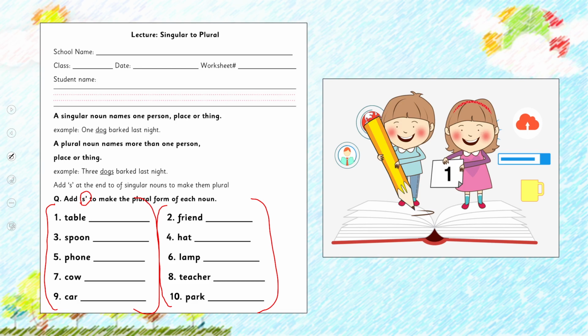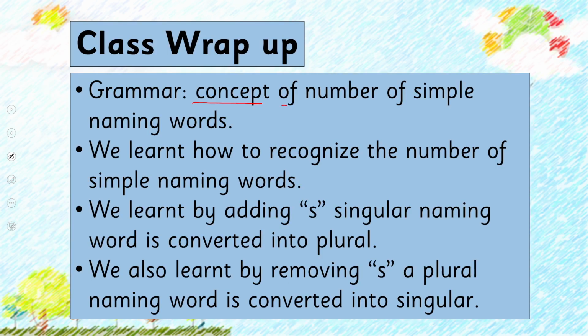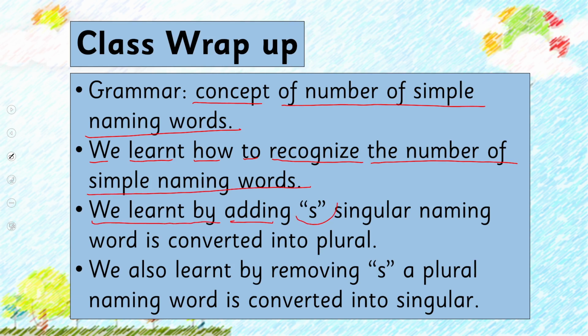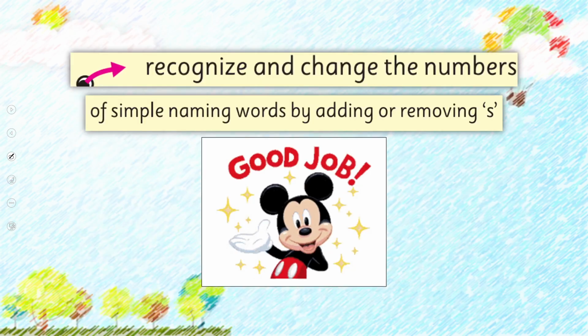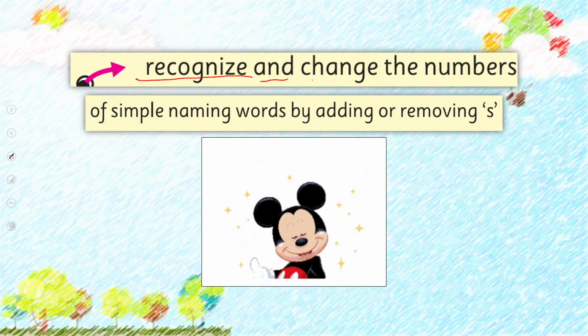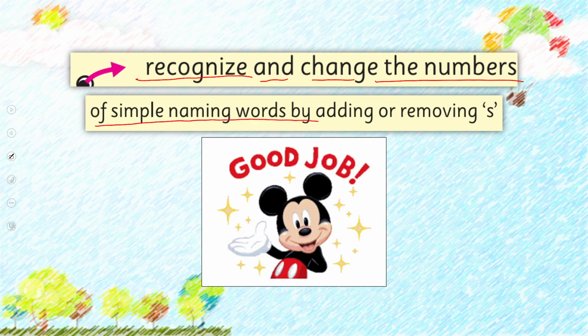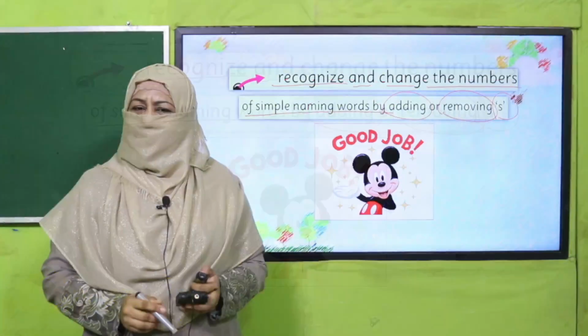So what we have learned? We learned the concept of number of simple naming words. We learned how to recognize the number of simple naming words. And we also learned by adding s to singular naming word is converted into plural. And we also learned by removing s, a plural naming word is converted into singular. So in this way, we achieved our SLO to recognize and change the numbers of simple naming words by adding or removing s. Are we done with it?